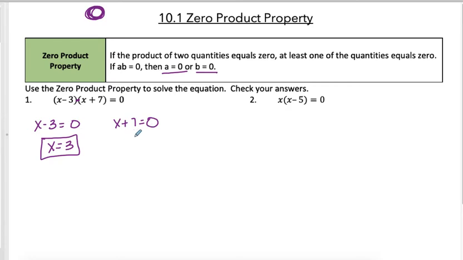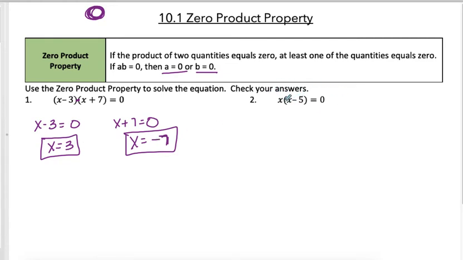For x plus 7, I'm going to subtract 7, undoing the addition, and I get x equals negative 7. And again, I can check my answer. Negative 7 minus 3 is negative 10, times negative 7 plus 7. Those are opposites, so negative 7 plus 7 is 0. So if this whole piece is 0, anything, negative 10 included, times 0 is 0. These are my two solutions.